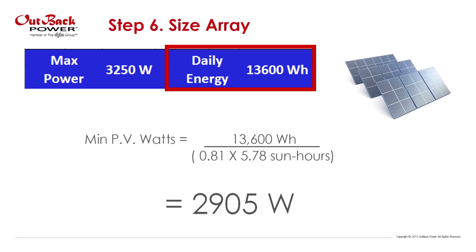The minimum PV watts can be calculated by dividing the total amount of energy. We got this number from our original calculation. Everything stems from step one here, which emphasizes how important getting your load information is. So we have our 13,600 watts. We're going to divide that by our system efficiency of 81%, and then also by the sun hours we got from our website. In our case, it's 5.78 sun hours. By doing this, we get 2,905 watts. This is the minimum amount of power we need from the PV modules.